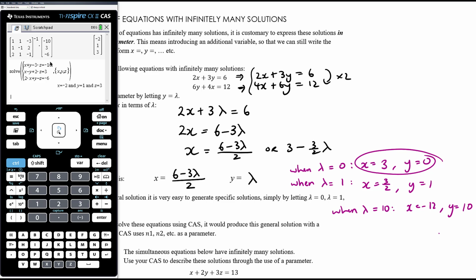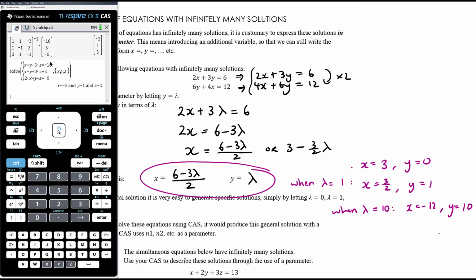So you could look at when lambda equals 7.8, when lambda equals pi, when lambda equals root 2, when lambda equals 7.398, when lambda equals negative 65. All of those are going to give a pair of x and y values that are one of the infinitely many solutions. So this is a general way to describe those infinitely many solutions.